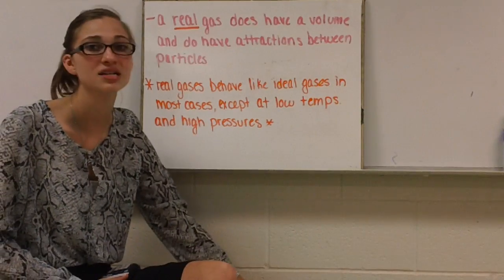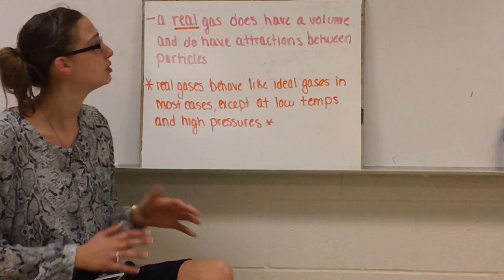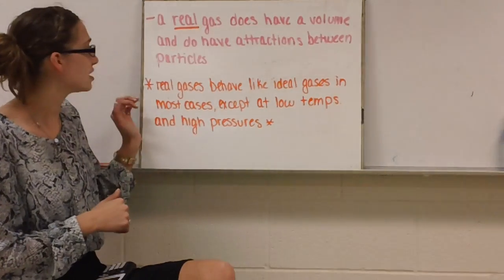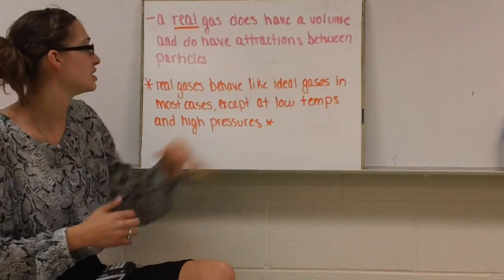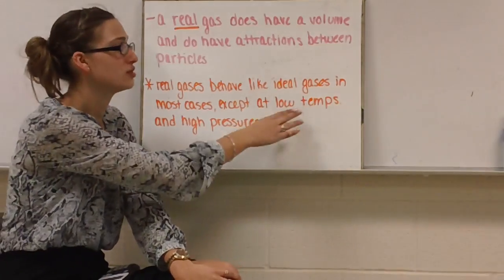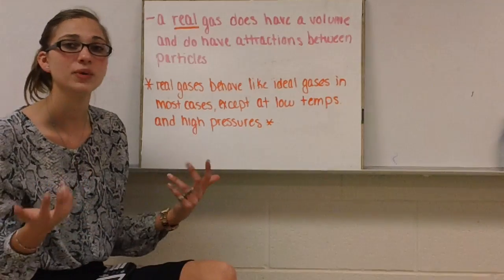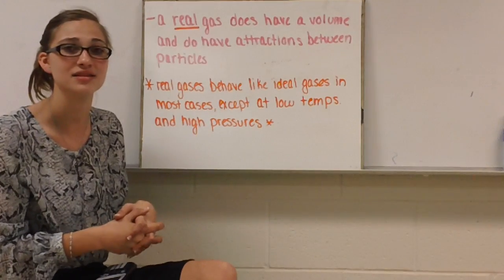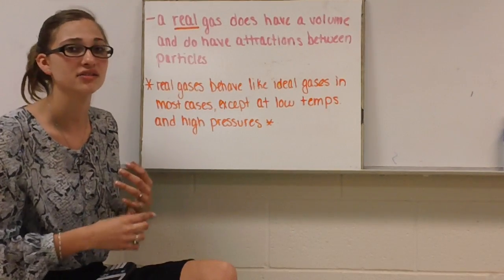A real gas does have a volume, and the particles do have some attractions with each other. The main difference between real gases and ideal gases is at high pressures and low temperatures. At most other pressures and temperatures, our gases do behave like ideal gases, which is why we can follow the ideal gas law.